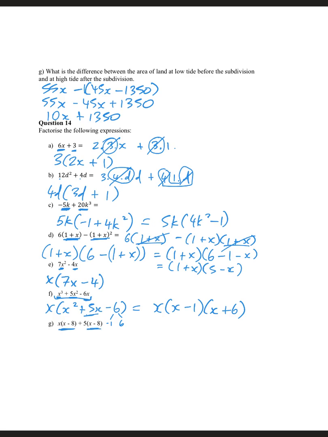Another common factors option here, you've got x take 8 as a common factor, so it goes out the front. What is left over? x and 5. That's that page done.